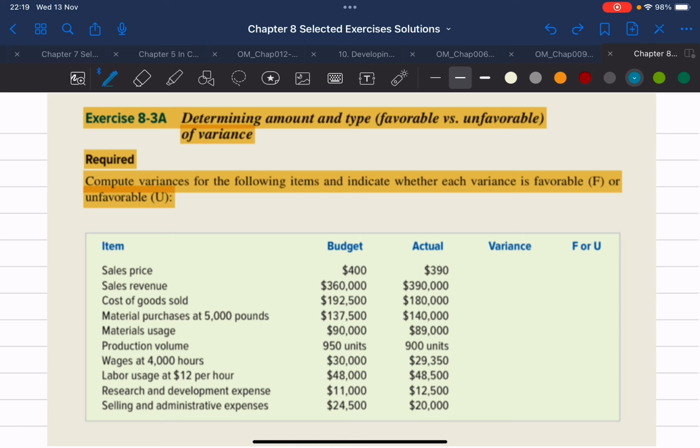It says, required, compute variances for the following items and indicate whether each variance is favorable, F. So any variance that is favorable, we're going to indicate with the letter F, or unfavorable, and for those, we're going to indicate them by the letter U. So let's read the first one. Sales price. The budget was for $400 per unit, and the actual $390 per unit.